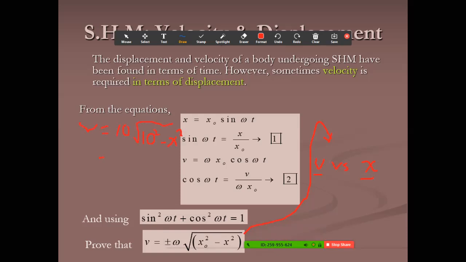Now square both sides, what happened? V squared, this becomes 100, and inside becomes another 100, minus x squared. Now you expand it, V squared becomes 10,000 minus 100x squared. So this is the equation.